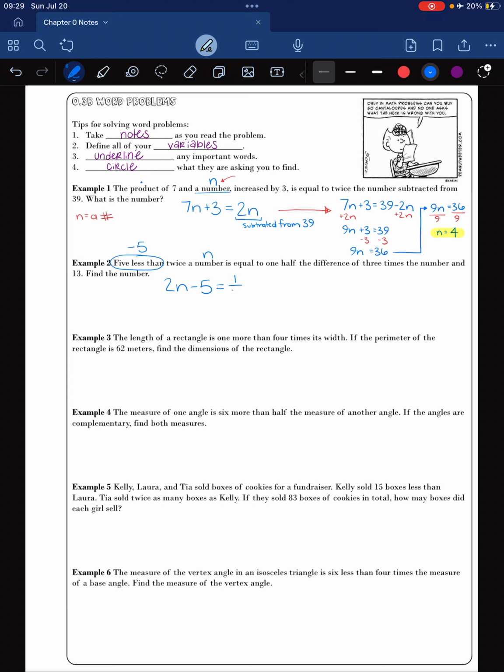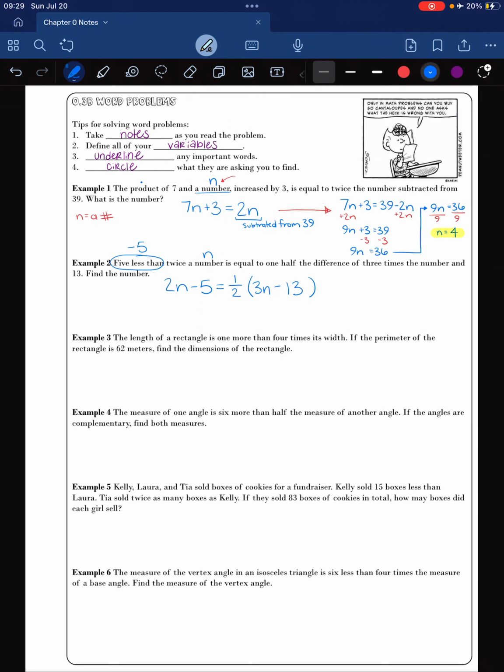1/2 the difference of, so 1/2 of two things that I'm going to be subtracting. And I have to subtract those first, right? Because it says half the difference, meaning I need to subtract them and then do half of that. So what am I subtracting? The difference of 3 times the number and 13.